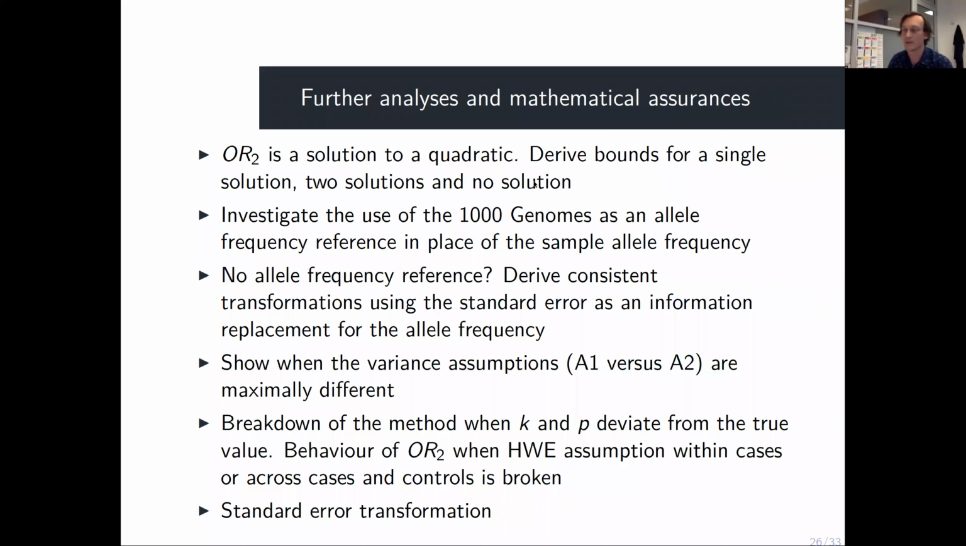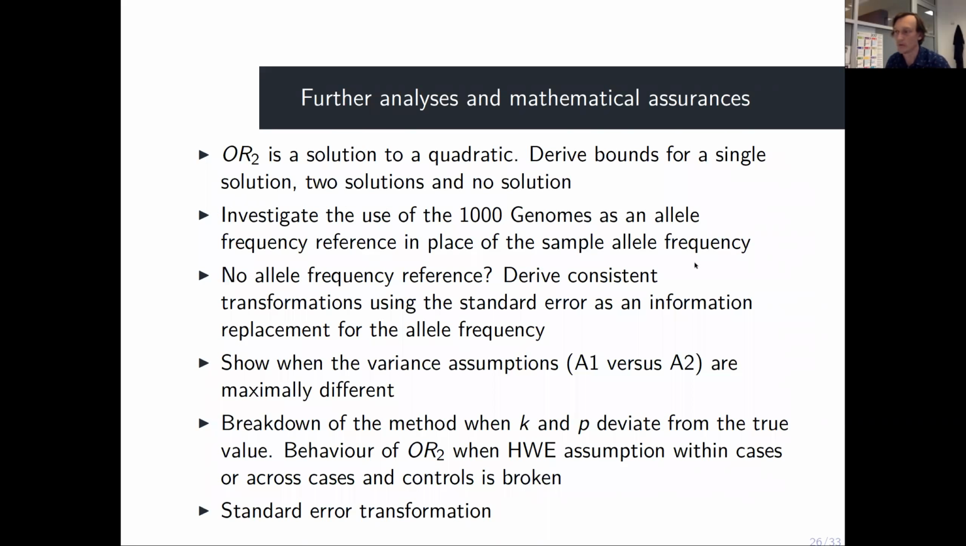There are other transformations out there where it will always give you a solution, but I'm not necessarily happy with the concept of always giving you a solution when actually the data are telling you that there's a problem with the effect. We also investigate, if you didn't have the allele frequencies, how well does our transformation work if you just plug in the estimates of the allele frequencies from the 1,000 Genomes.